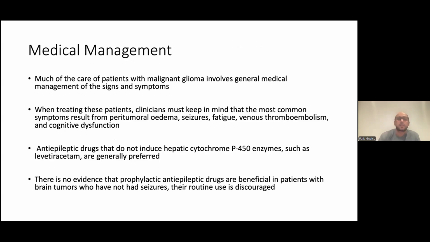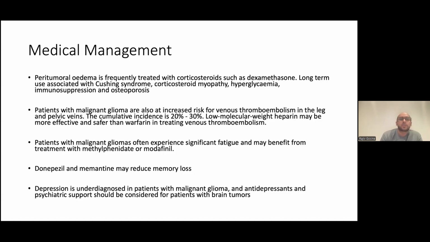Anti-epileptic drugs that do not induce the hepatic cytochrome P450 enzyme, such as Keppra, are generally preferred. And there's no evidence that prophylactic anti-epileptic drugs are beneficial in patients who have not had seizures. So their routine use is actually discouraged. Peritumoral edema is frequently treated with corticosteroids, such as Dexamethasone. Long-term use, of course, is associated with Cushing syndrome, corticosteroid myopathy, hyperglycemia, immunosuppression, and osteoporosis.